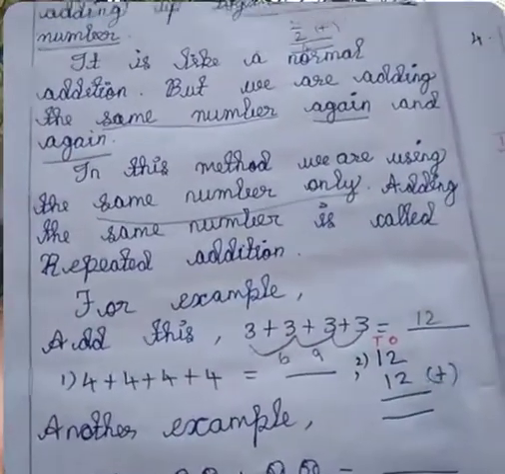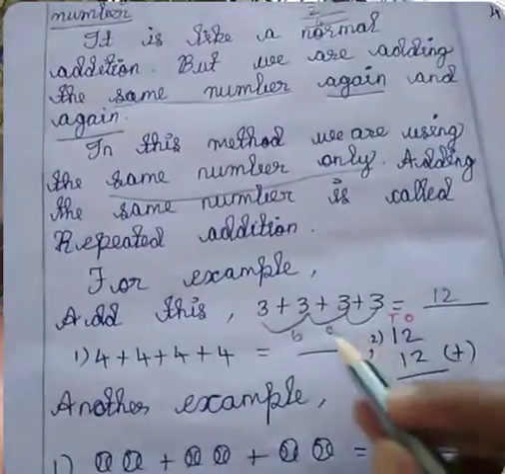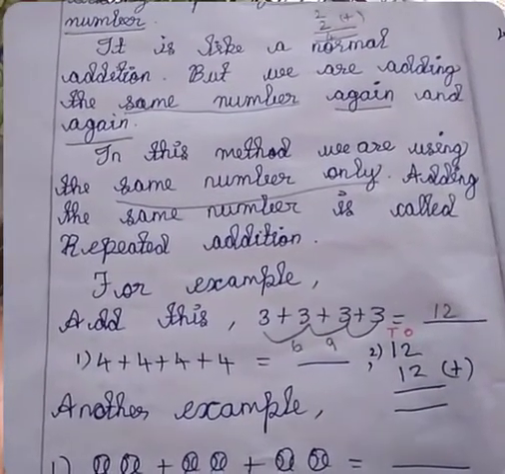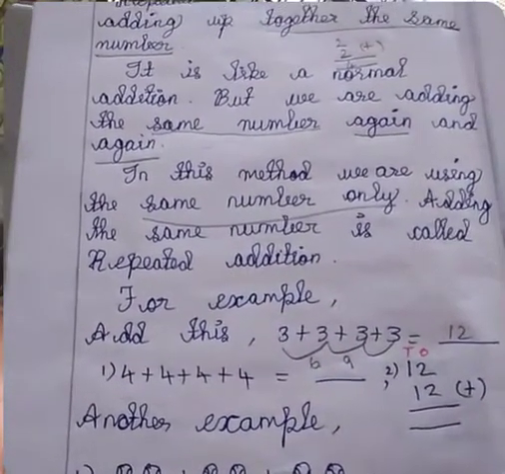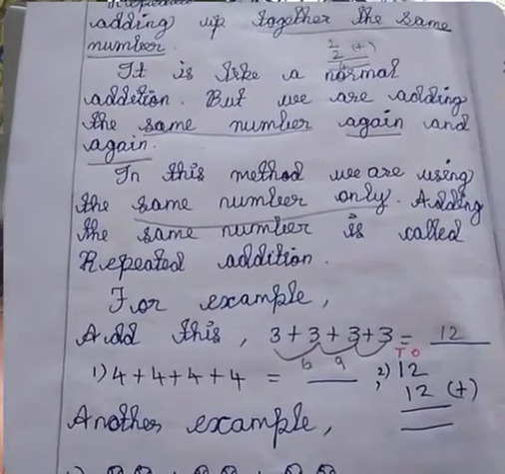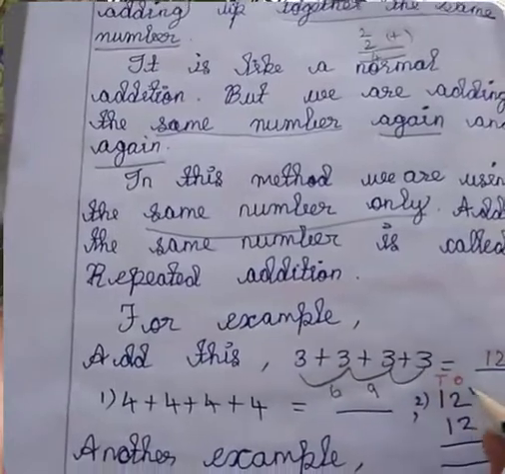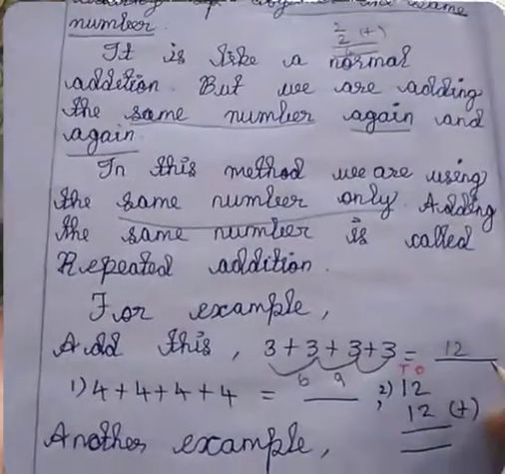The answer is 12. You are going to add continuously until the given numbers are fulfilled. You are adding the same number only; this is called repeated addition.